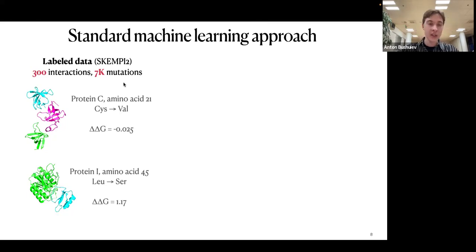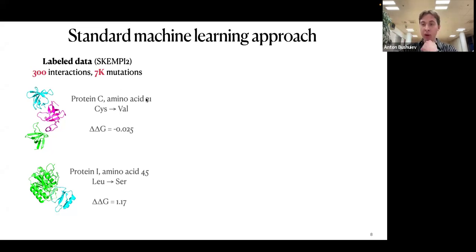So experimentally, it's really hard, time-consuming and expensive to obtain such data, to measure them in a lab. That's why such data sets contain only several hundreds of interactions and only thousands of mutations associated with them.